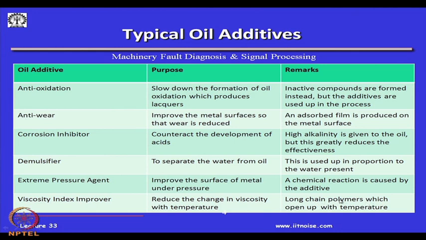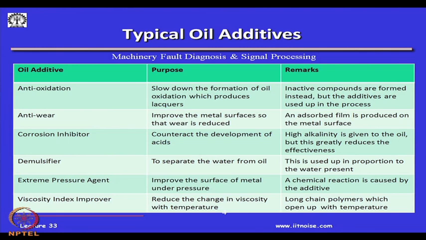Basically, as I was telling you, the oils are subjected to a lot of temperature cycling, and you know viscosity is a function of temperature. Okay, but then these viscosity index improvers are given. So viscosity index is actually a measure of how the viscosity changes with temperature. We would not like oil to drastically change its viscosity with temperature, but you must have noticed, just as an example, in engine oil.